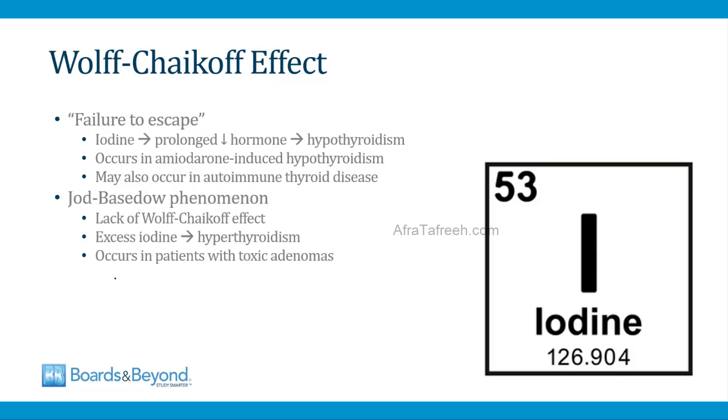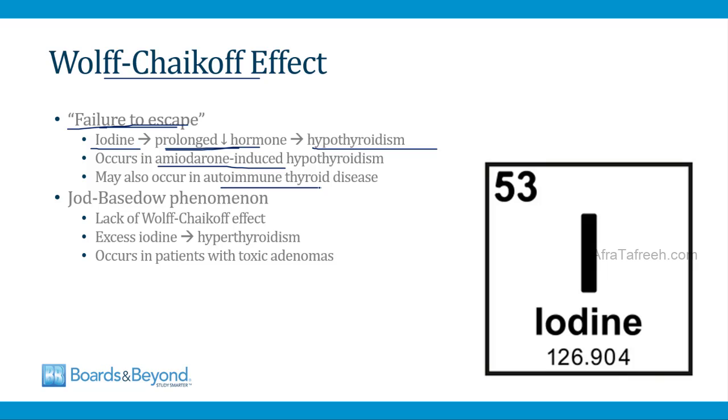In some thyroid diseases, which I talk about in other videos, there is a failure to escape from the Wolff-Chaikoff effect. What this means is that iodine in the diet or maybe in a drug that the patient is taking leads to prolonged decrease in hormone production from the thyroid gland, and that leads to clinical features of hypothyroidism. This is the way the antiarrhythmic drug amiodarone can cause hypothyroidism. Amiodarone contains iodine, and it can suppress thyroid hormone production due to failure to escape the Wolff-Chaikoff effect. You can also see this in some patients with certain forms of autoimmune thyroid disease.